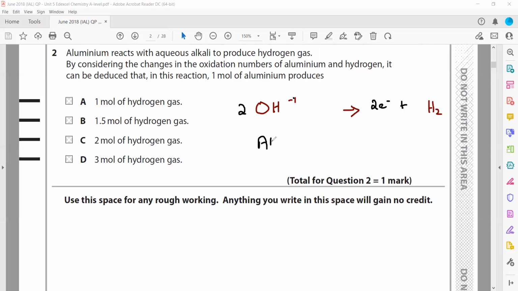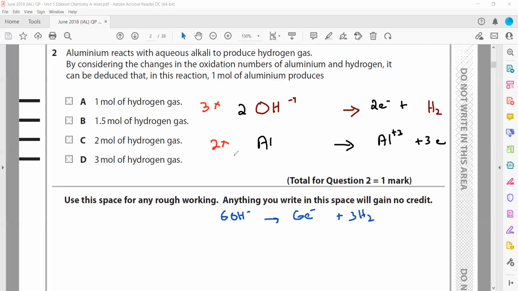Same thing for aluminium. What happened? Aluminium, when it reacts, turns into aluminium ion by loss of 3 electrons. Whenever we are writing a balanced redox equation, the number of electrons lost and gained should be the same. That's why the first equation we multiply by 3 and the second equation we multiply by 2. So when we multiply the first equation by 3, it becomes 6 OH- ions, 6 electrons, and 3 hydrogen.